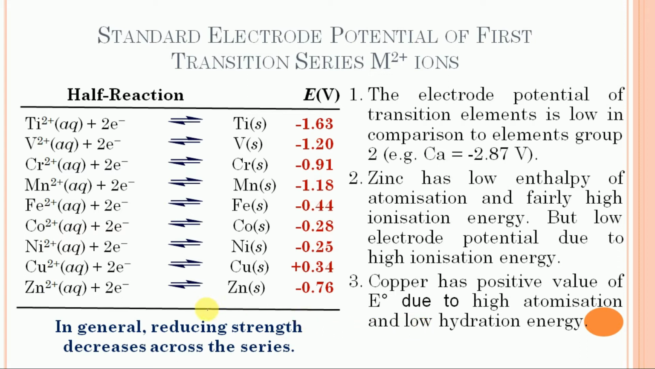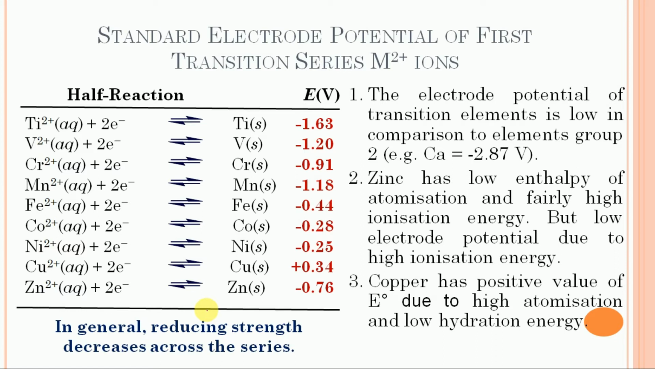In general, reducing strength decreases across the series. This is related to the general increase in the sum of first and second ionization energy. It is interesting to note here that the values of reduction potential of manganese, nickel and zinc are more negative than expected from the general trend.